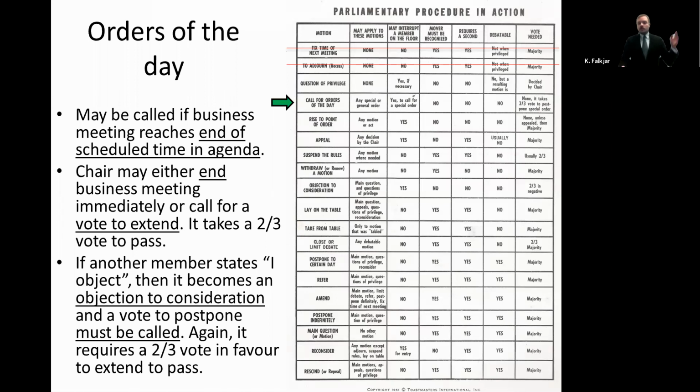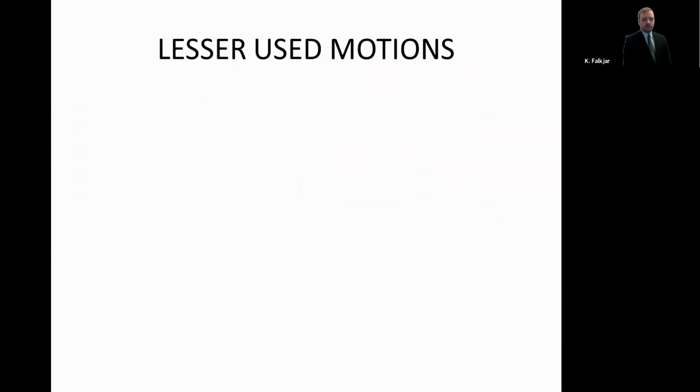However, when someone calls orders of the day, another person could say, I object, which at my old club, Carlingwood Toastmasters in Ottawa, we would often torment each other just by doing those things. And then in that case, we jump to an objection to a consideration. And a vote to postpone the orders of the day must be called in that case. Again, it's still two-thirds in favor to pass.